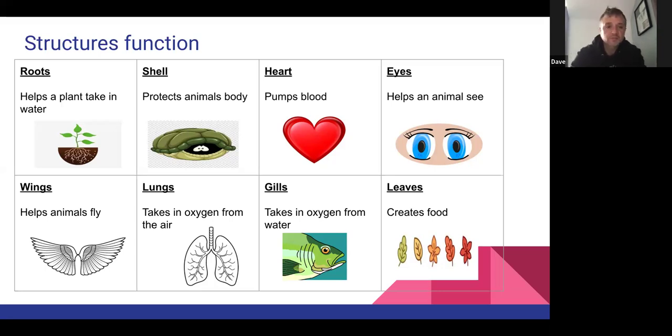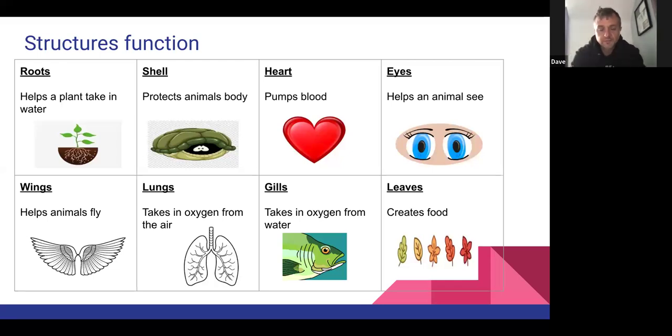Roots take in the water and keep the plant from blowing away. Shells protect the body. The heart pumps blood. Our eyes help animals see. Okay, so this structure is the wing. It helps animals fly. Obviously, there are animals that have wings but cannot fly, but wings help an animal fly. So lungs take in oxygen from the air. Lungs are an internal structure. They take in the oxygen when you breathe in.